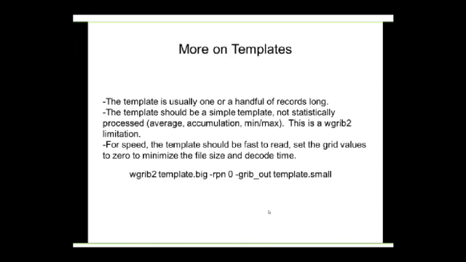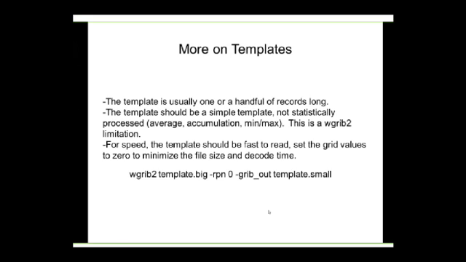Okay, and for speed, if you're making thousands of grib messages, you want to have a fast, small, easy to read grib file. You can zero all the values, which makes the template very small, at 200 bytes, and fast to read. So it takes a big template file and converts it into a small one. -rpn 0 means replace all the values with 0, and -grib_out means make a new grib file from the grid, which happens to be 0, and it's now small. But all the metadata is preserved.